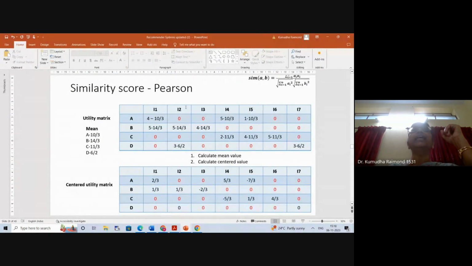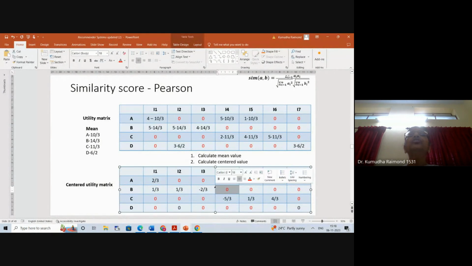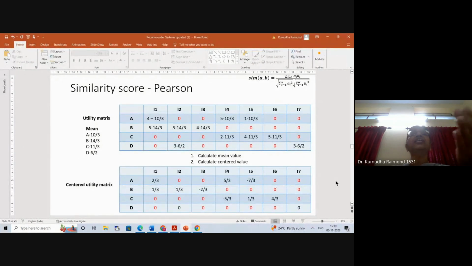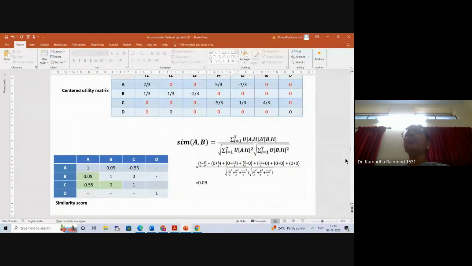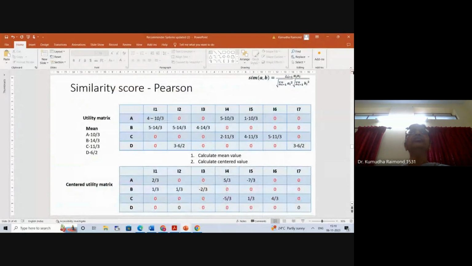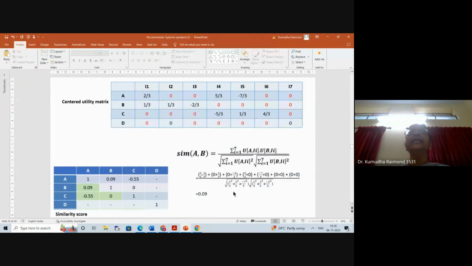So we need to fill in the entire table. Once we fill in the entire table, we calculate, see for example here, 4 minus 10 by 3. When I consolidate it, it is going to be 4 into 3, 12 minus 10, it is going to be 2 by 3. That's what this 2 by 3 is all about. So similarly, from this particular table, we are going to arrive at the same table. It is just the simplification of what is written in the utility matrix. Done. So once you have done that, you have to calculate your similarity score. How will you calculate your similarity score? It is the very same, A into B. So here it is 2 by 3 into 1 by 3.